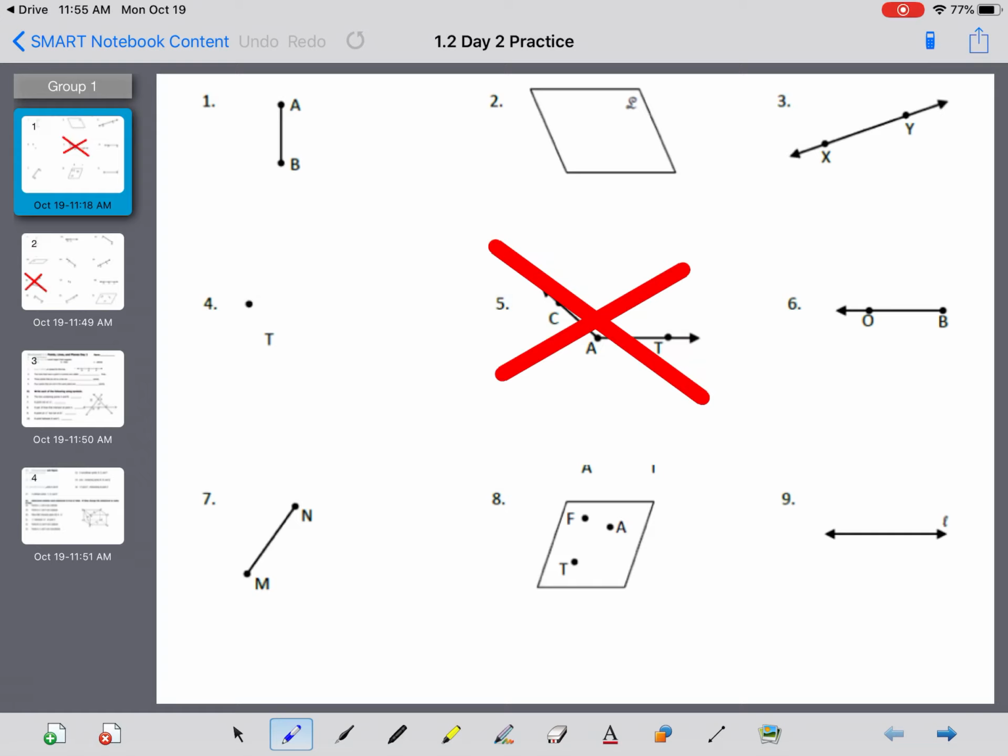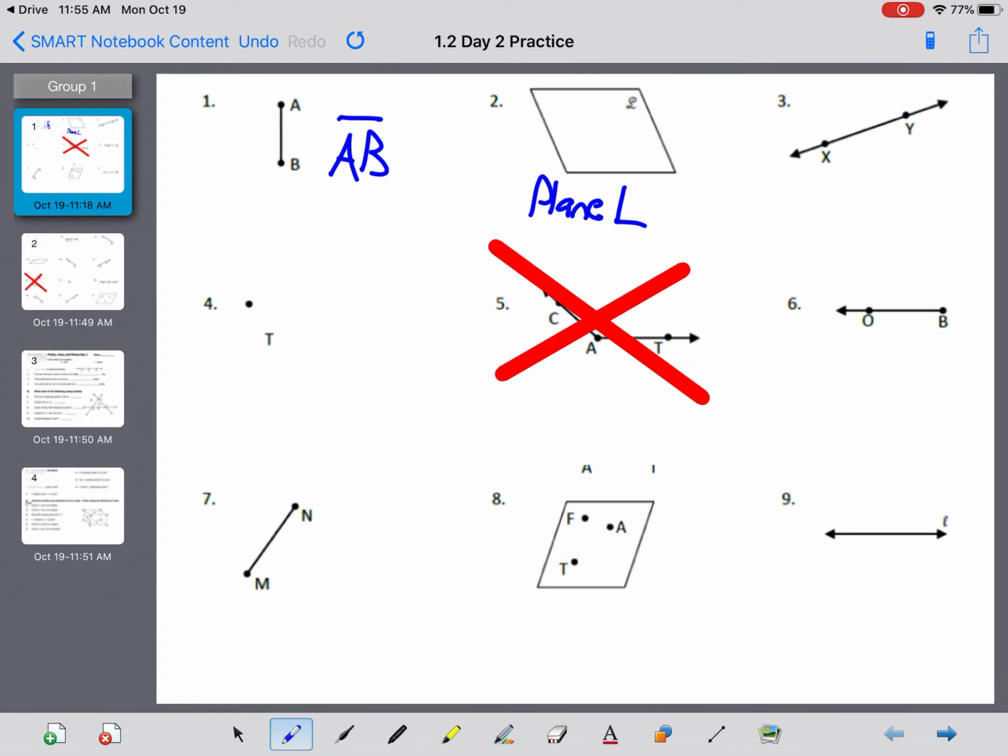Number 1, I see a line segment with points A, B. So remember, you classify a line segment by writing 2 of its points, and you put a line above it with no arrows. Number 2, I see a plane with what looks like a capital L in the top right corner. So this would be plane L.